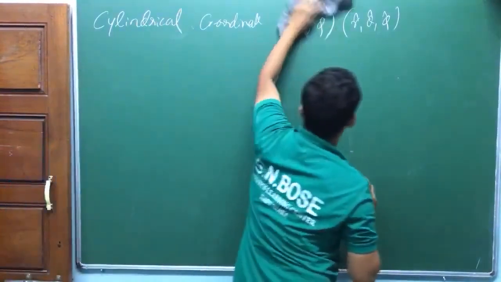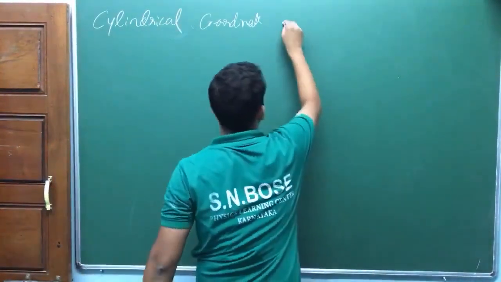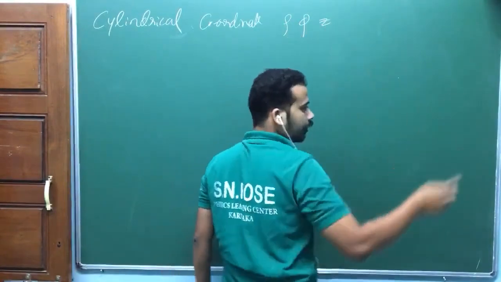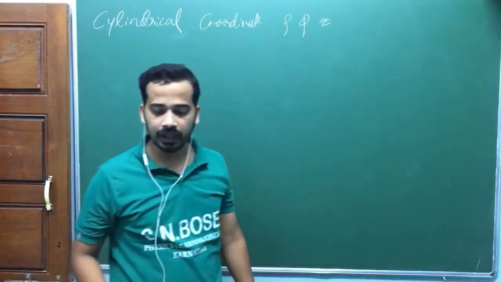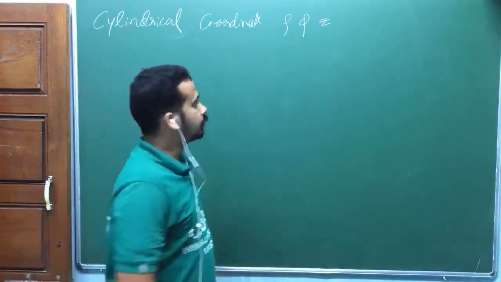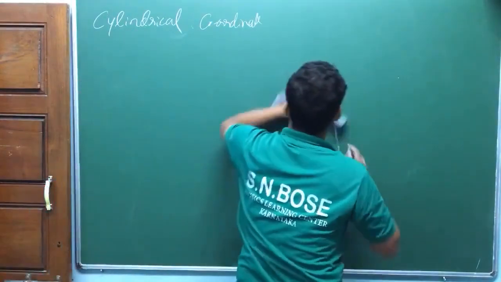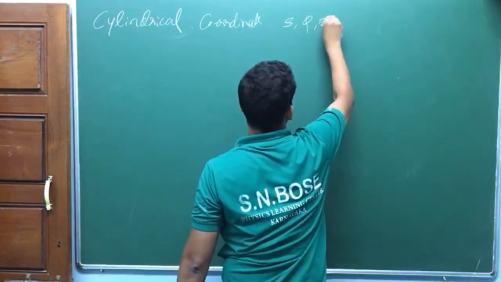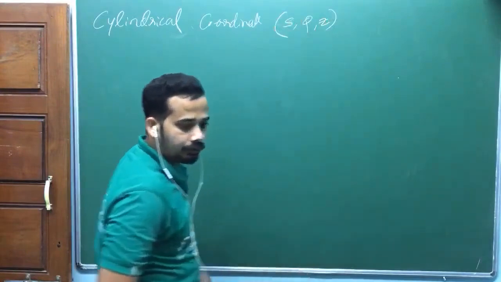So actually we write it as rho phi z, okay? Rho phi z, but rho is the symbol that is used for charge density also, okay? So that's why we are going to use S, phi, z. In place of rho, we use S.